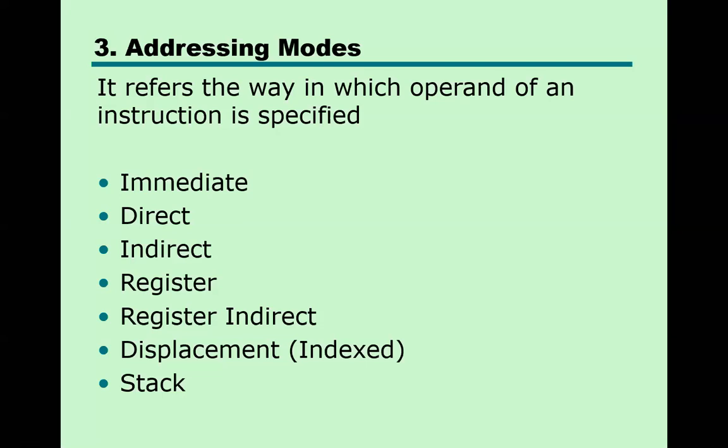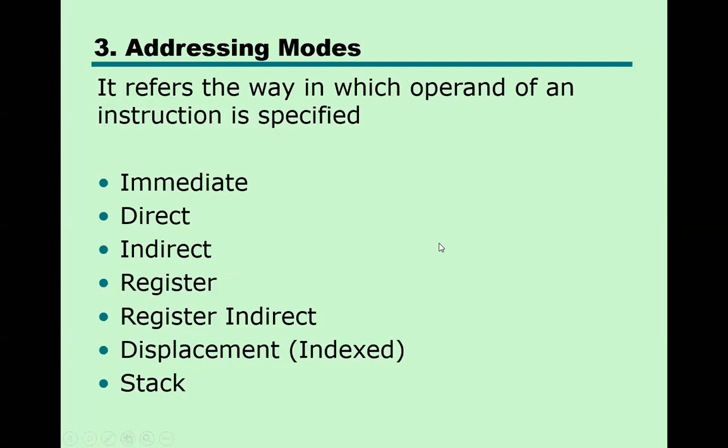Why do these different types exist? Because each mode has its own advantages and disadvantages. That is what we have to understand. And it is very easy. Simply by reading their names, you can easily remember: immediate addressing mode, direct addressing mode, indirect, register addressing mode, register indirect, displacement, index, and stack. So we'll discuss them one by one.